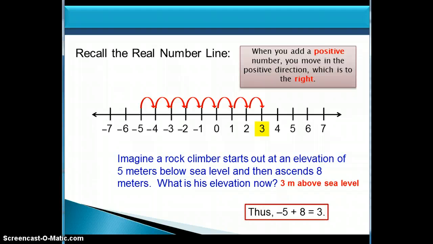So the math problem that we just solved using the real number line is we found that -5 plus +8 is equal to 3.